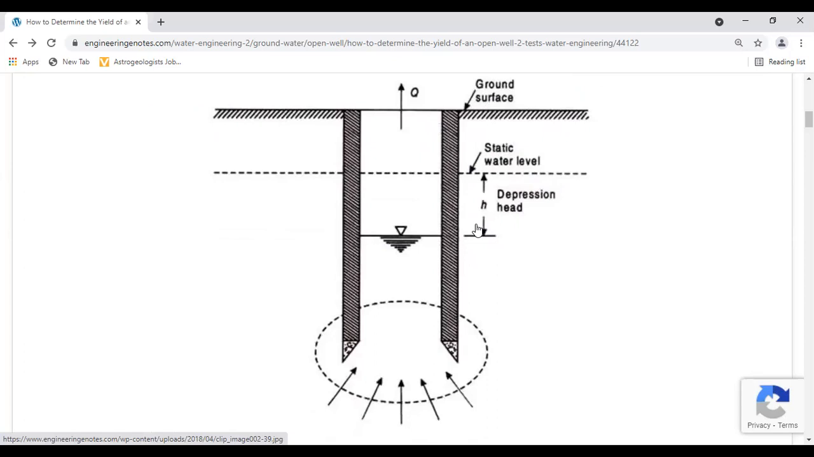When we start drawing water from the well, after some time we get a reduced level. That reduced level is nothing but the depression head. So this is the starting static water level, this is the depression head, this is the ground surface, and this is the well where the aquifer supplies water to a large well.